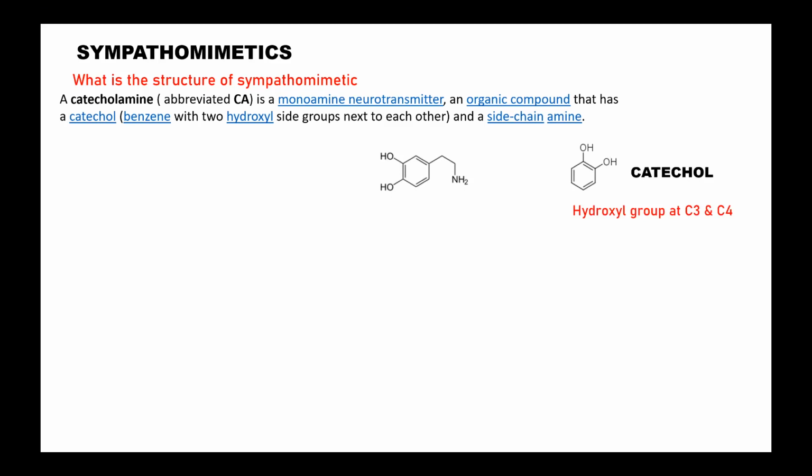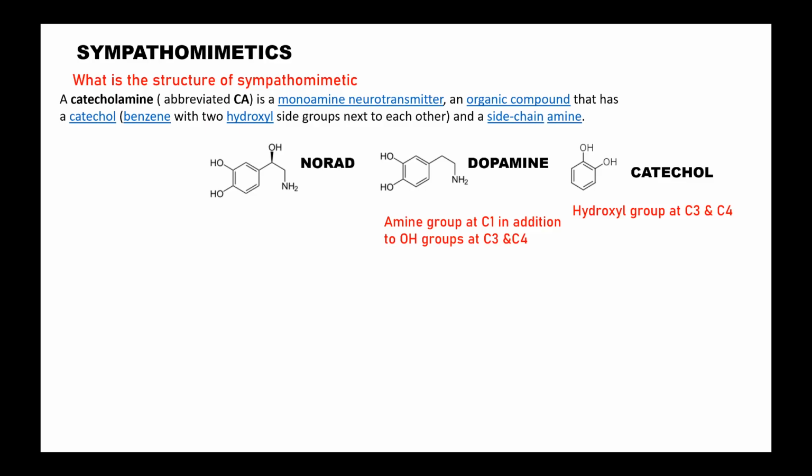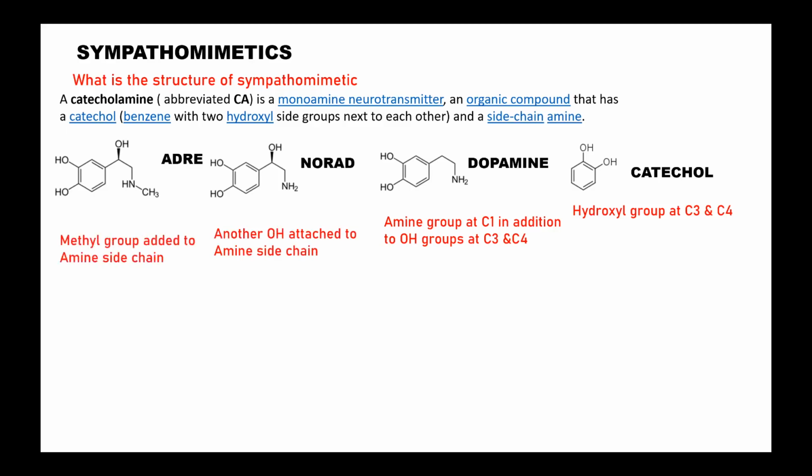Now if you add an amine to the side chain, this becomes dopamine. So the amine group is added in addition to the hydroxyls at C3 and C4. Now you add another hydroxyl to the side chain, it becomes noradrenaline. Now you attach a methyl group to the amine, it becomes adrenaline. So this is how the transformation happens from the basic catechol to adrenaline.